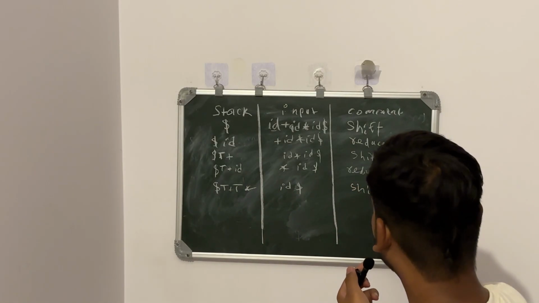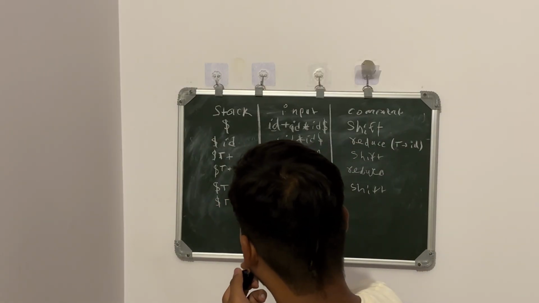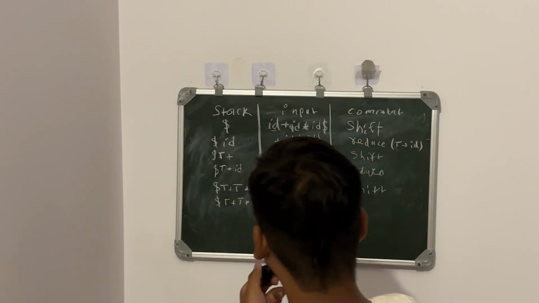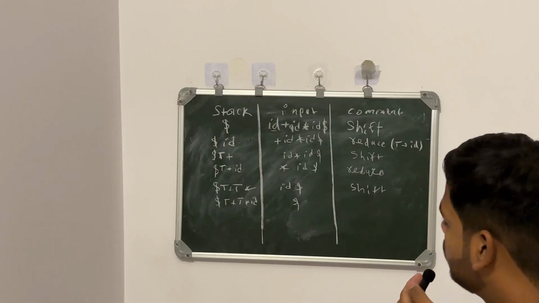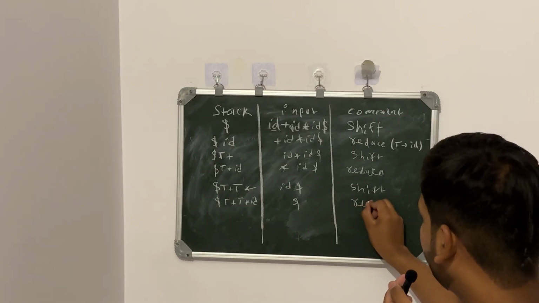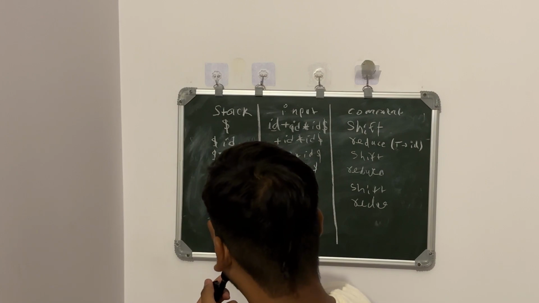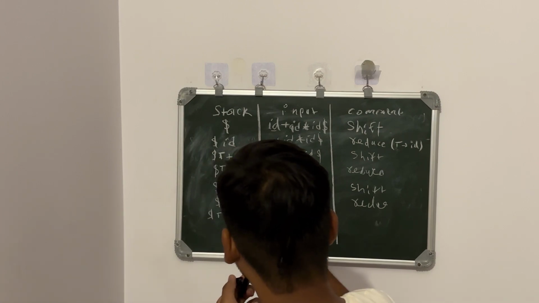It will become dollar T plus T star ID. Now dollar has the lowest precedence, so we cannot shift dollar here. So we will have to reduce ID into T again. So this will become dollar T plus T star T.